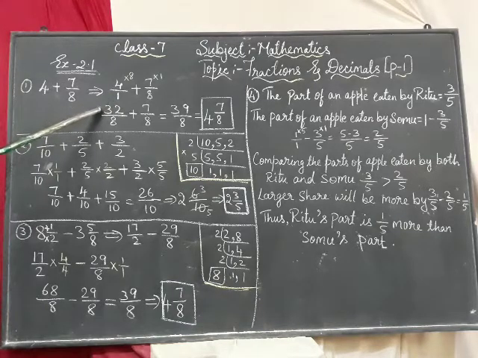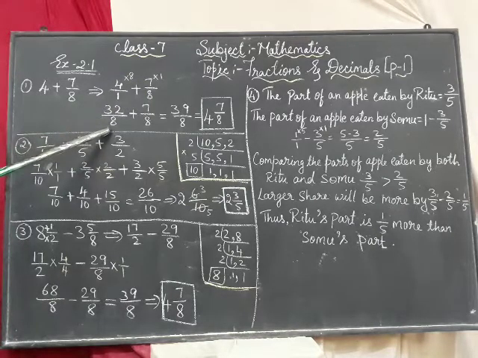Then how to do the addition? Can I do directly here? 4 plus 7 and 8 plus 1? No, that is wrong. Okay? We cannot add both the numerator and both the denominator. It is wrong. What we have to do is, first we should make the denominator same, then we have to add the numerator. That is what you had learned, right?